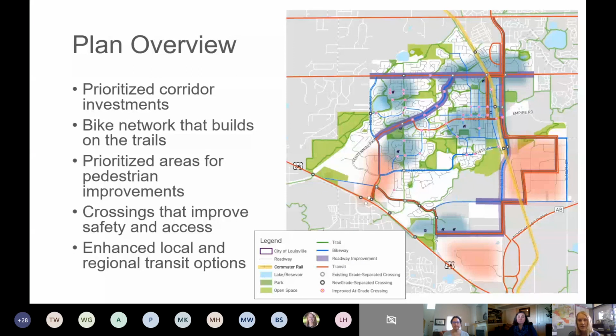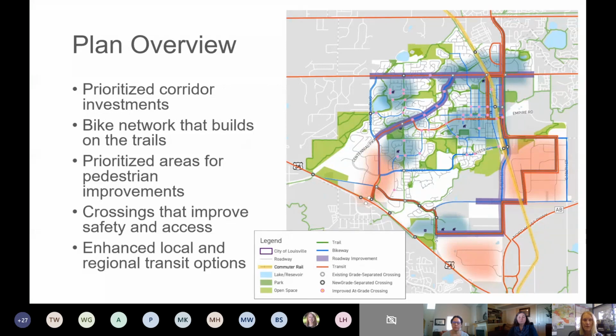Within that, we have Main Street, several neighborhoods, and some arterial corridors that we were looking at, as well as neighborhood streets. We were really looking at our bike network and building on the trail system that we have, and also prioritizing areas for pedestrian improvements. Again, really wanting to improve the walkability of the city and the ability for residents to walk to key amenities and key resources, and also for people who work in the city to be able to reach those safely and easily as well.